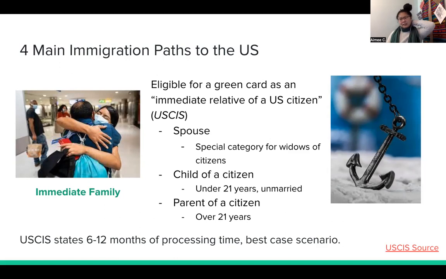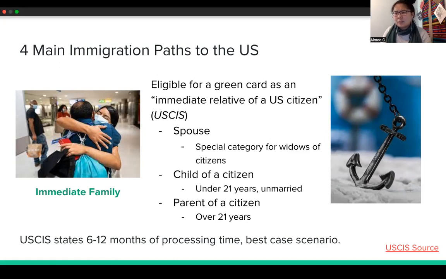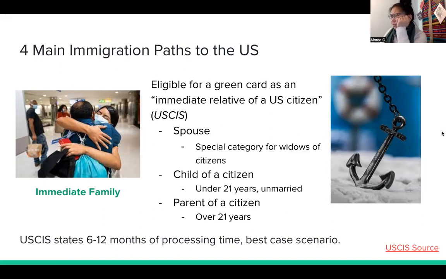All right, and then here's something fun and new that I learned when I worked at an Amazon warehouse. Have any of you heard the term anchor baby?